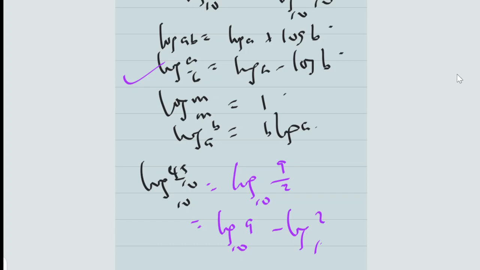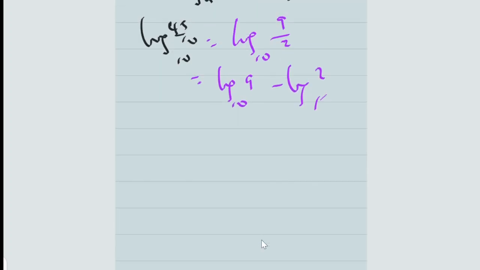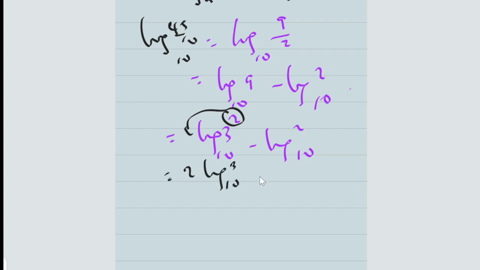I hope you understand now. So now we have log 2, and we know the value of this. You can have log 3 squared base 10 minus log 2 base 10. I hope you understand. Then if you bring this out, this is going to be 2 log 3 base 10 minus log 2 base 10.